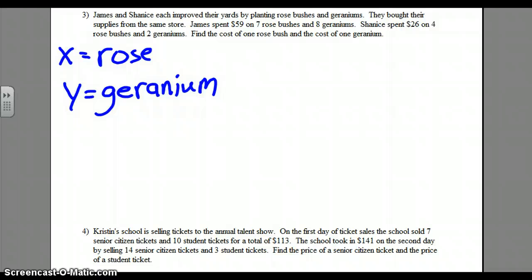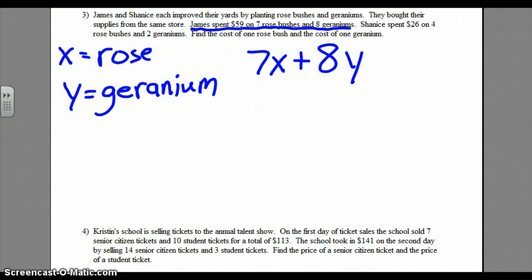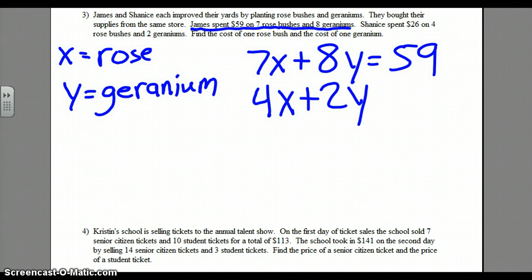So let's go ahead and read our 2 sentences with meaningful information in them. James spent $59 on 7 rose bushes and 8 geraniums. So right there I have my equation, 7x plus 8y equals 59. Finally, Shanice spent $26 on 4 rose bushes and 2 geraniums, and that was a total of $26. So I have rose bushes plus geraniums equals money on both of them. So now I have a system of equations that I can solve.